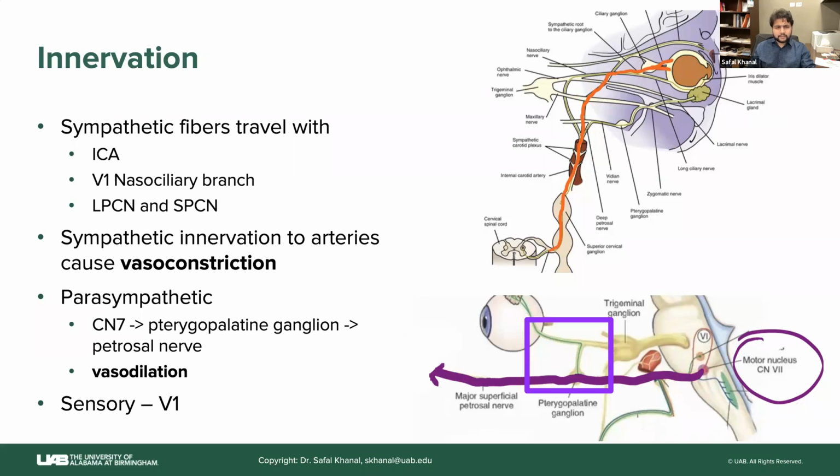Now, the parasympathetic innervation arises from cranial nerve 7 through the pterygopalatine ganglion, through the petrosal nerve, and then into the choroid, which causes the vasodilation of the arteries in the choroid. And the sensory innervation is from V1, which is the ophthalmic nerve.